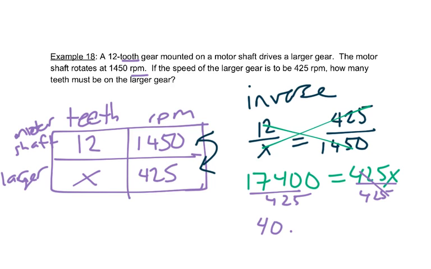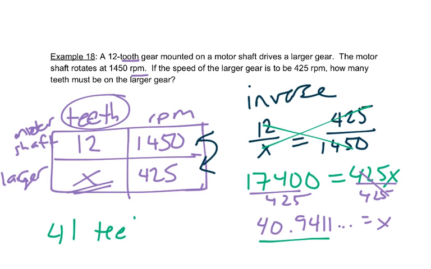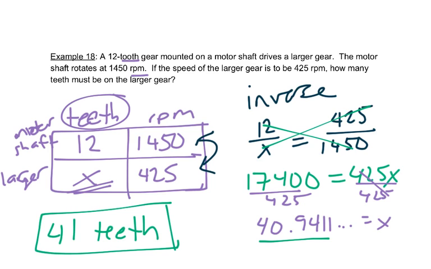And we get 40.9411, and it keeps going. But we're talking about teeth on a gear, and we can't have a decimal number of teeth, so we need to round this to the nearest whole number. So we'll call it 41 teeth.